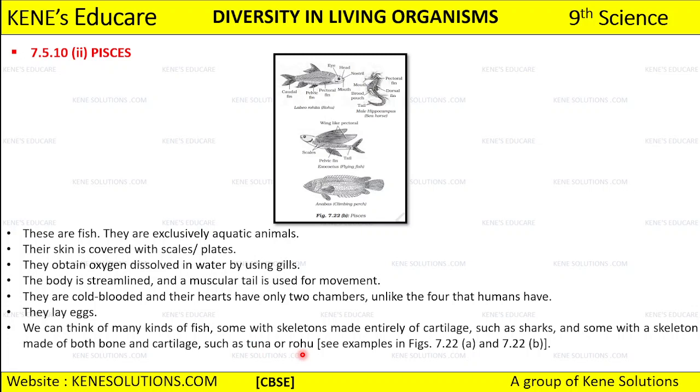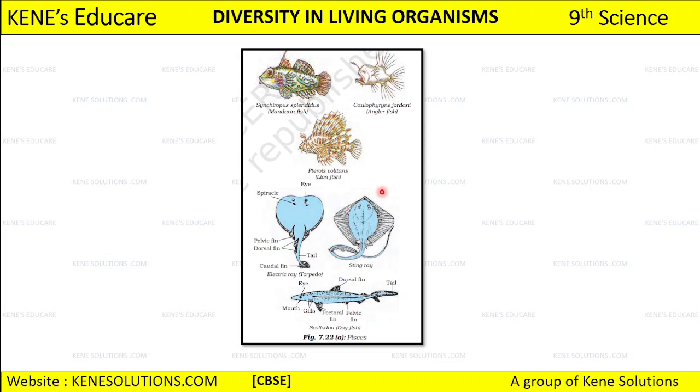The first example is Labeo rohita, which means rohu. This is the rohu fish. Then we have the male Hippocampus, that is the seahorse. Then Exocoetus, which is called the flying fish. And the next one is Anabas, which is called the climbing perch. So there are many different types of fish, or aquatic animals, that come under this Pisces part.